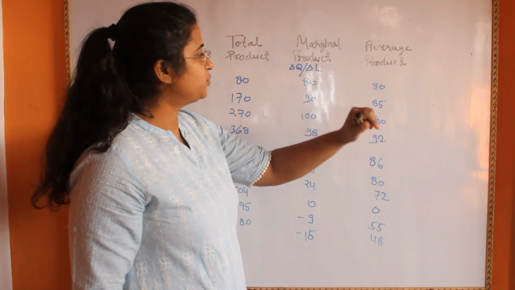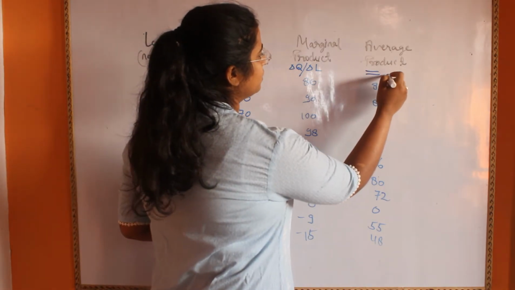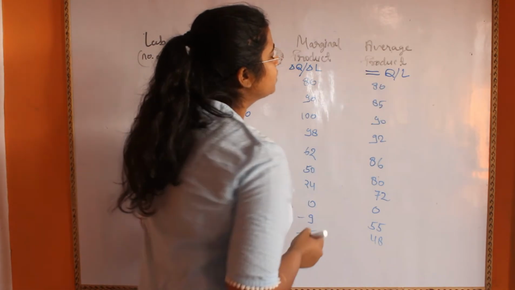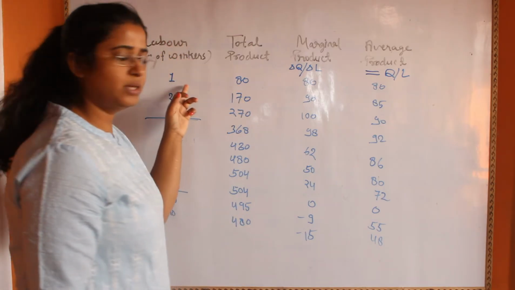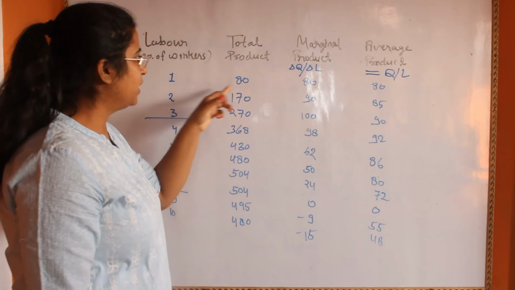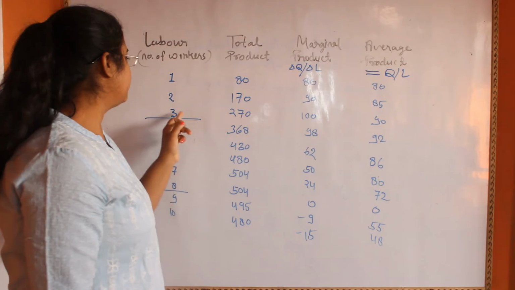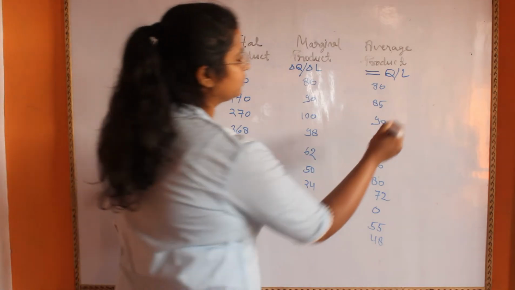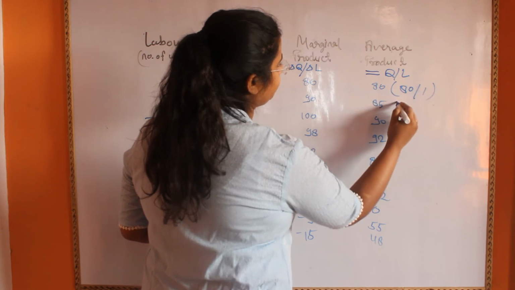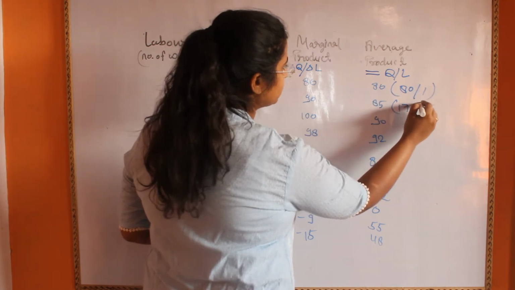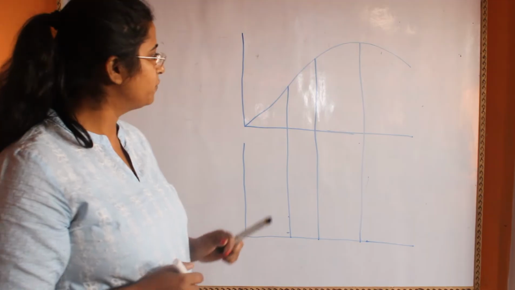And this is the average product. Average product, you know, is Q by L. So you need to divide this with the total number of labor. 80 by 1, 170 by 2, 270 by 3. That is 80 by 1, 170 by 2. Now you will understand the concept with the figure of the graph.